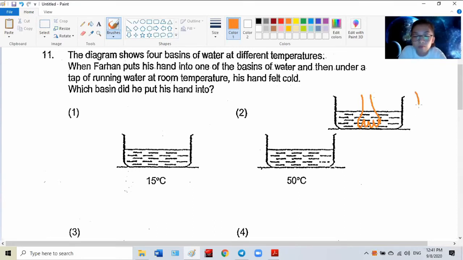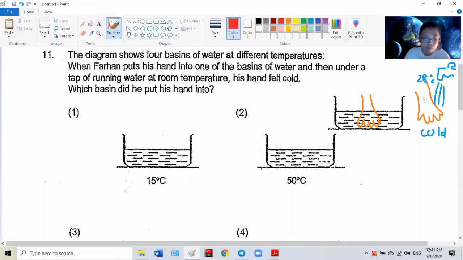Then he put his hands under the tap water. Tap water at room temperature. The tap water comes out. 28 degrees is the tap water. Is it hot or cold? Cold. That means his hand is hotter. Is his hand hotter than the tap water or colder than the tap water?